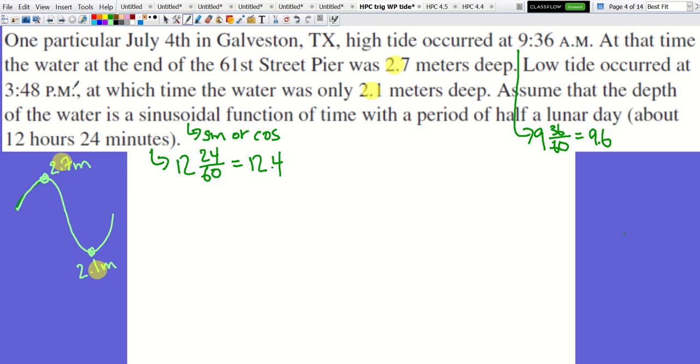Similarly, by the same logic, this becomes 15.8. The reason it's 15 is because this is PM, so you have to do 12 hours plus the 3, which gives you 15. Or you can think of it as military time. So now we have these three times converted into decimals.